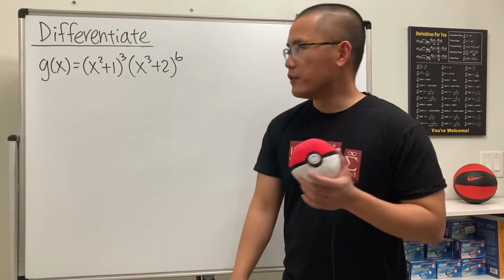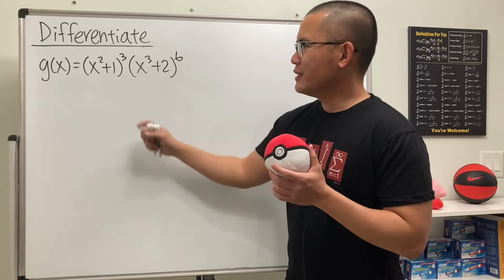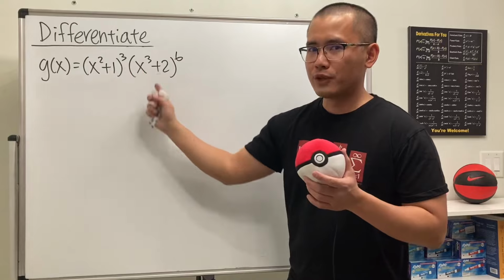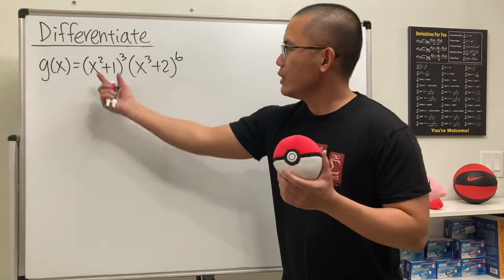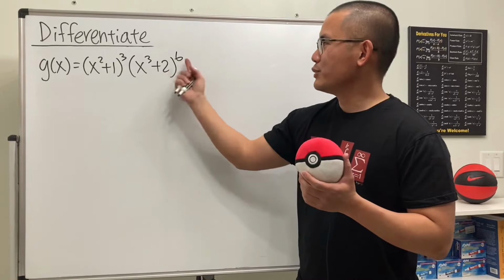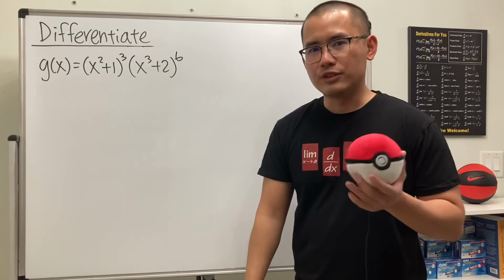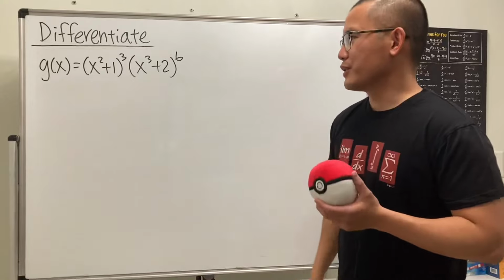Okay, here we are going to differentiate this function, and notice that it's a product of two functions, so we will have to use the product rule. Not only that, we have this to the third power, this to the sixth power. Yeah, we will have to use the chain rule as well. But anyway, let's just go ahead and get to work.